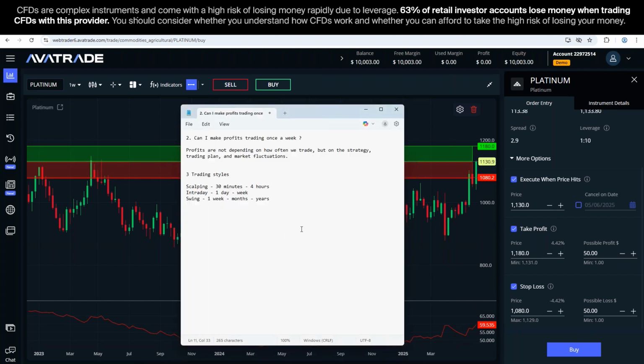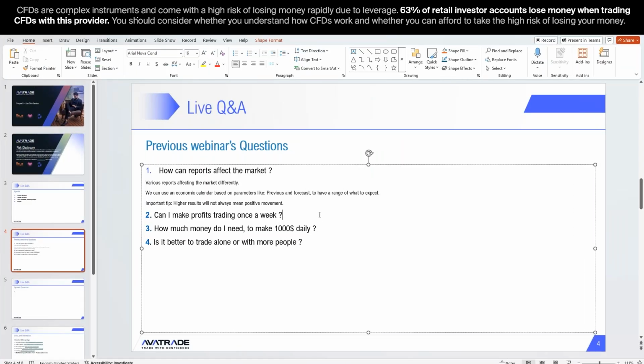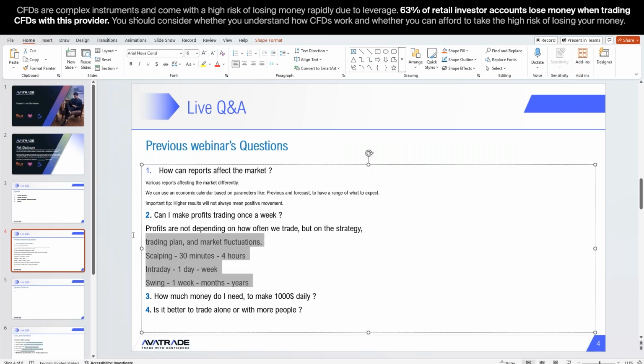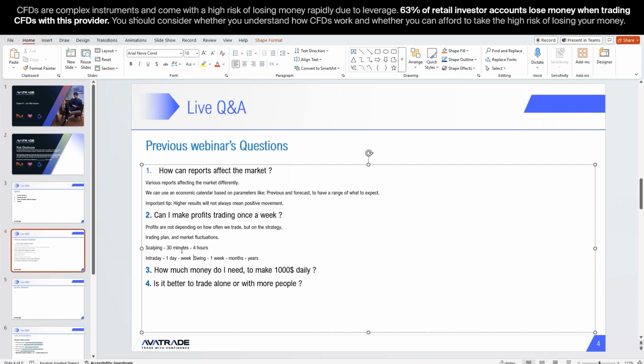I can also lose, and this is why there is risk, money management, and exposure and all of that. But the point here is that profits are not depending on how often we trade, but the strategy, trading plan, and market fluctuations. All right, and we've got those trading styles which we included. So I think we can pretty much finish the answer for this. Okay, maybe I'll make it smaller a bit to fit the presentation, like this.